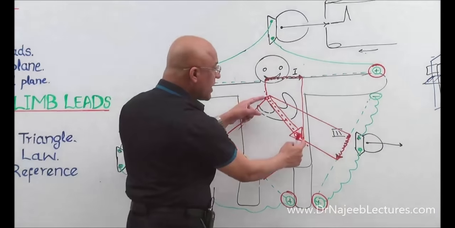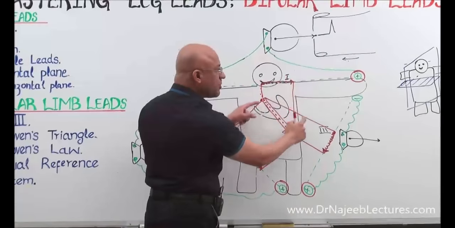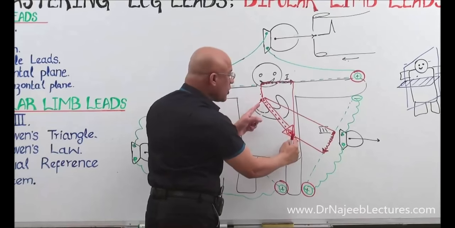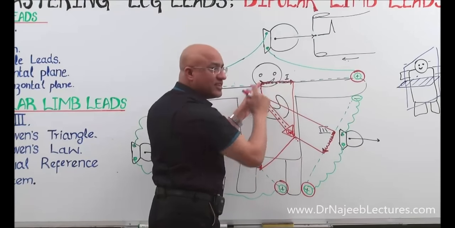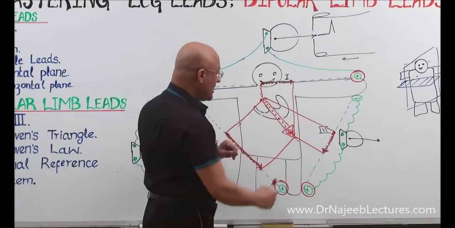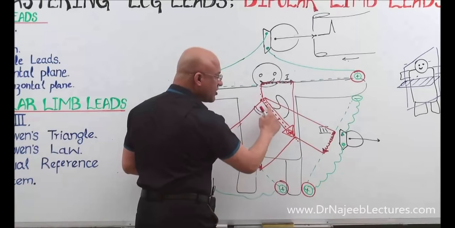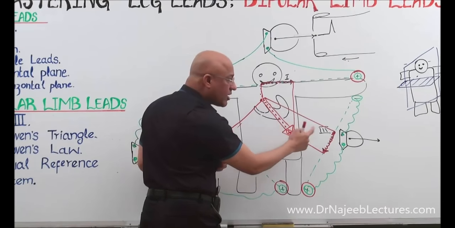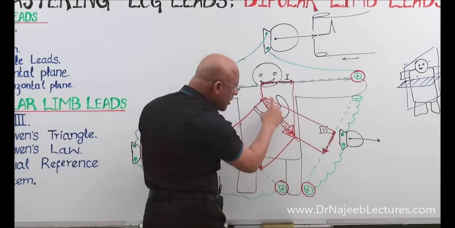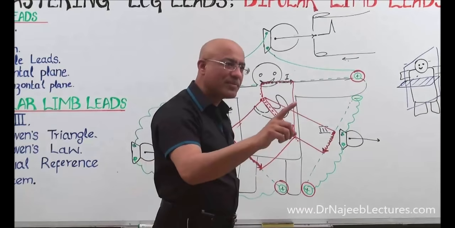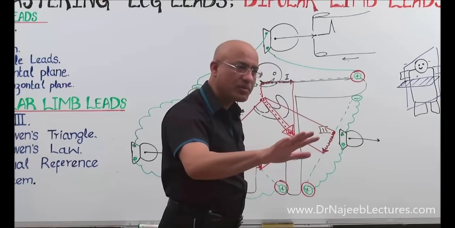Here the whole vector cannot be recorded, because this is the axis of the lead and this is the axis of the vector. So only a component of the vector can influence the lead. Here also the axis of the lead and the axis of the QRS vector are not parallel, so only a component of it is along the axis of the lead. Is that right? Any question up to this?